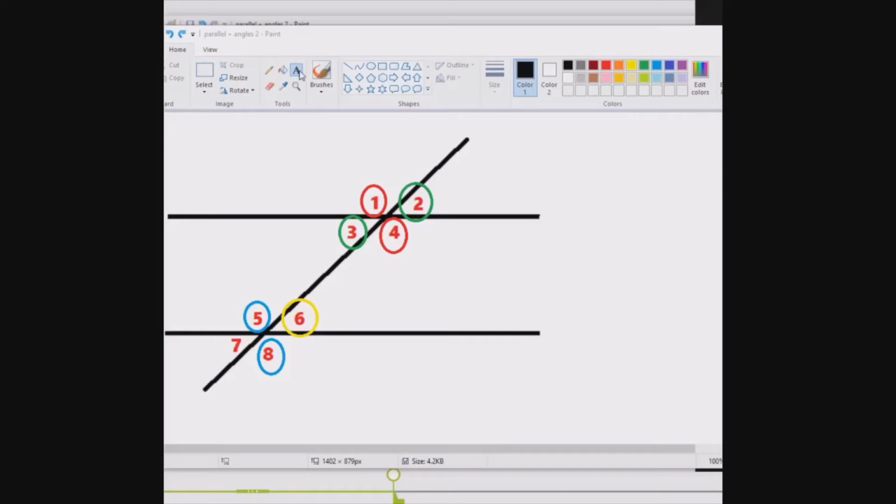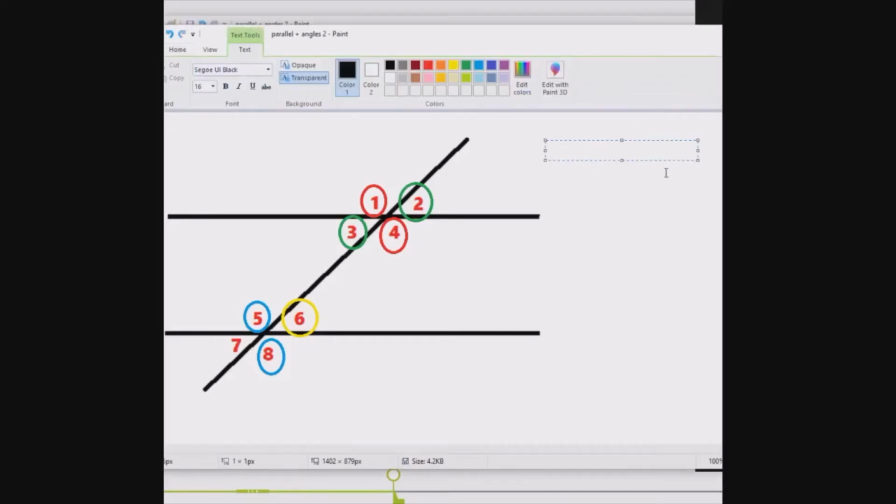Why don't we first write down all of our vertical angles before we write down the corresponding angles? Vertical angles. These vertical angle pairs are equal to each other. So angle 1 equals angle 4. Angle 2 equals angle 3. Angle 5 equals angle 8. And angle 6 equals angle 7.